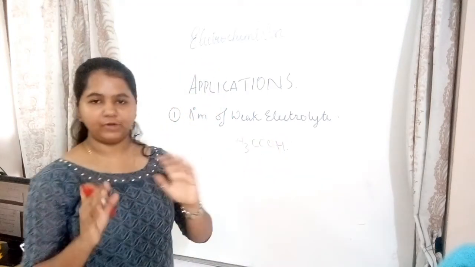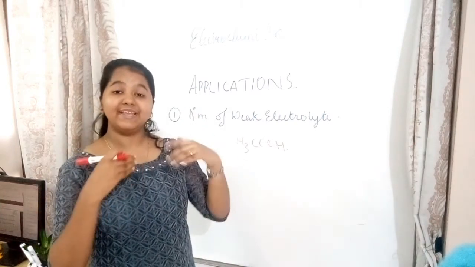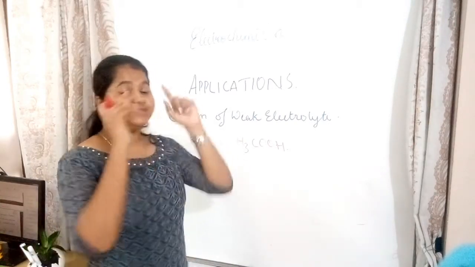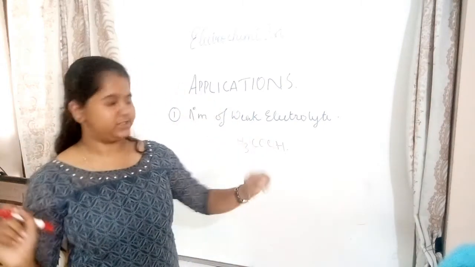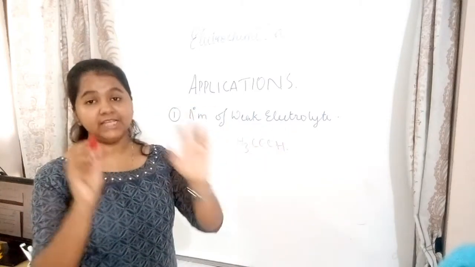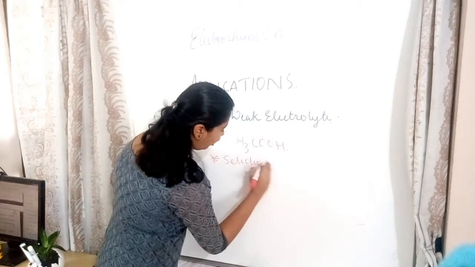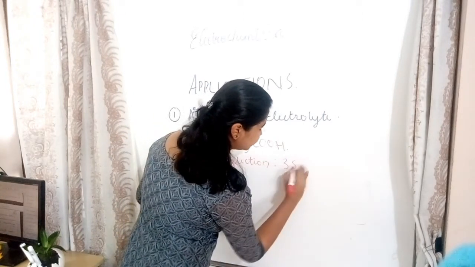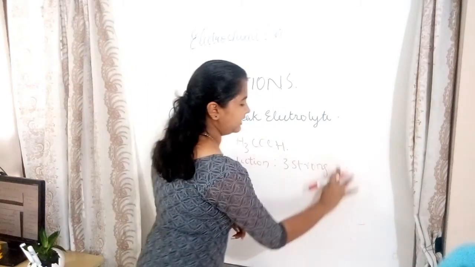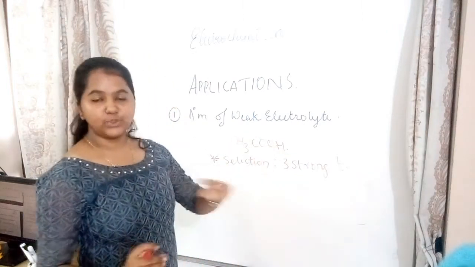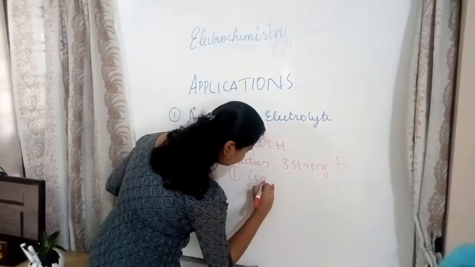The first step is that we have to find 3 strong electrolytes, with which we can find out their lambda 0 M value by extrapolating the graphs. So we will select 3 strong electrolytes. So the first step is selection of 3 strong electrolytes. How will you select the electrolytes? The first one should have a common cation.